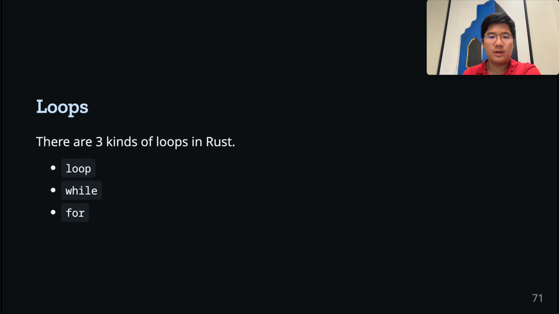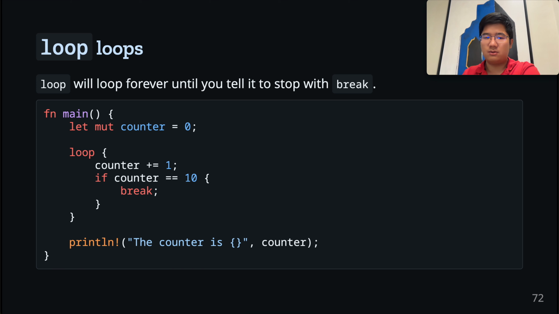All right, loops. There are 3 kinds of loops. We have loop, while, and for. You can probably guess what each of these do. So loop, you can think of as a while true. It will just keep looping until you stop it with break or return. So loop will loop forever. Here we have a counter, and we'll increase the counter until it hits 10.